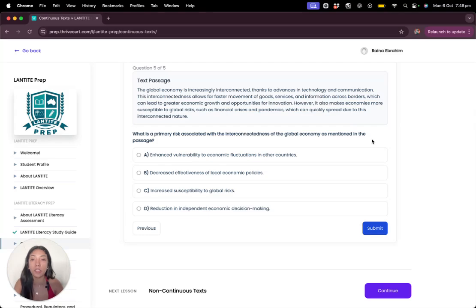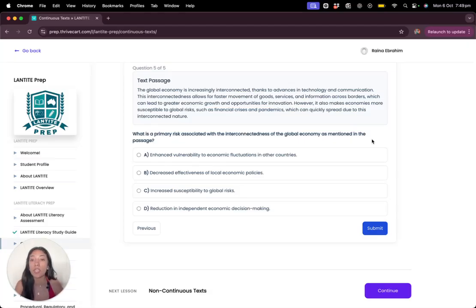Then the last question, what is a primary risk associated with the interconnectedness of the global economy as mentioned in the passage? So the global economy is increasingly interconnected thanks to advances in technology and communication. This interconnectedness allows for faster movements of goods, services, and information across borders, which can lead to greater economic growth and opportunities for innovation. However, it also makes economies more susceptible to global risks, such as financial crisis and pandemics, which can quickly spread due to this interconnected nature.